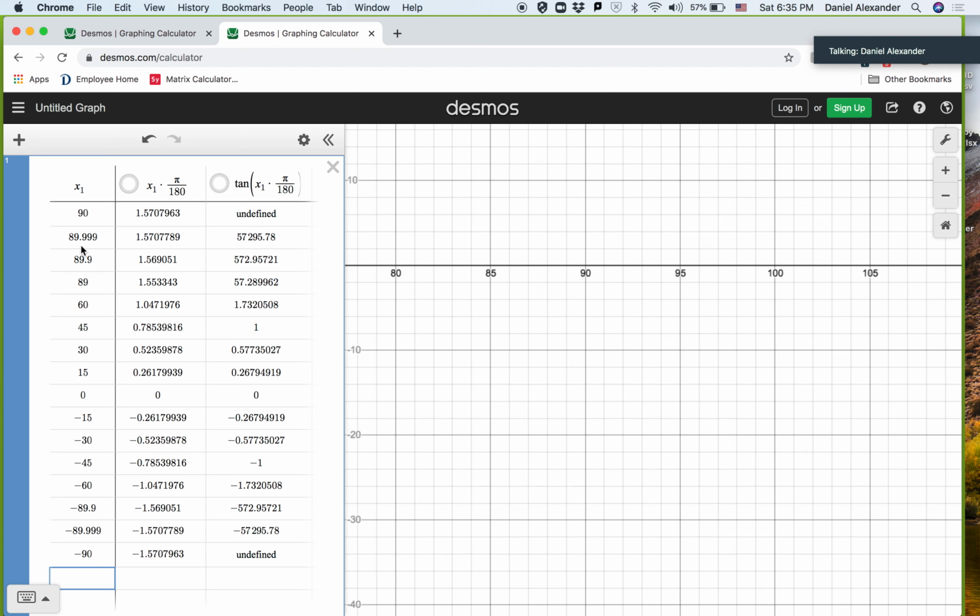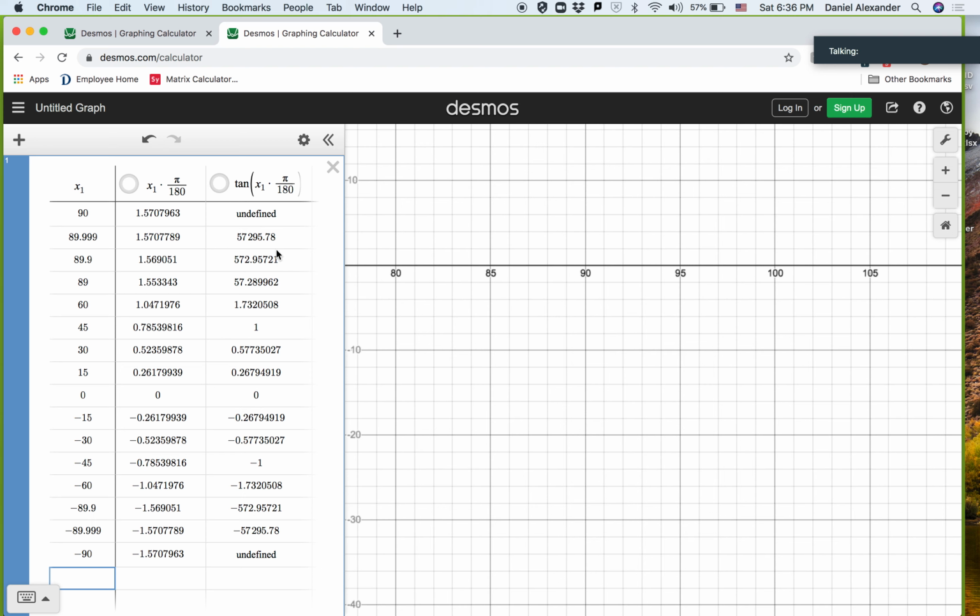So the tangent of 89.999 is about 57,000 and change. When we go to 89.9, the tangent is about 573. At 89, the tangent is about 57, and it keeps shrinking. When we get to 45, the tangent is going to be 1. And notice as we get closer to 0 that these values get closer to 0. And then when we take the negatives, they're just opposite one another.